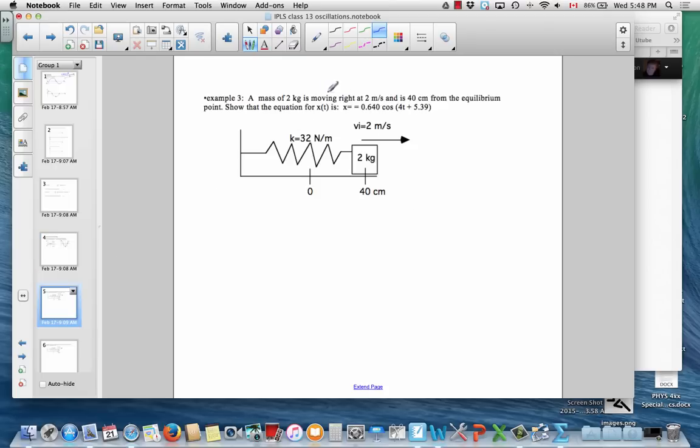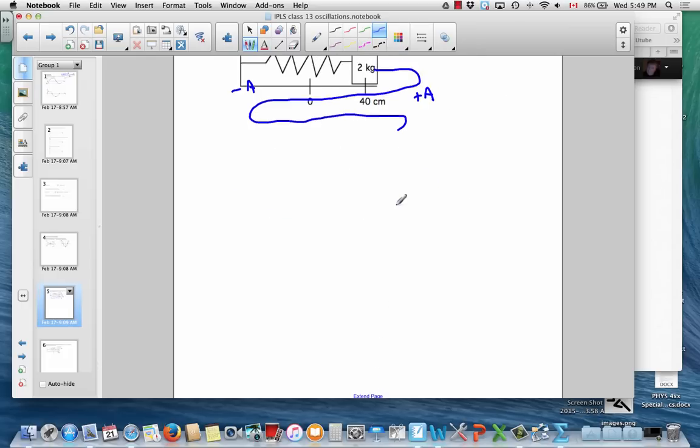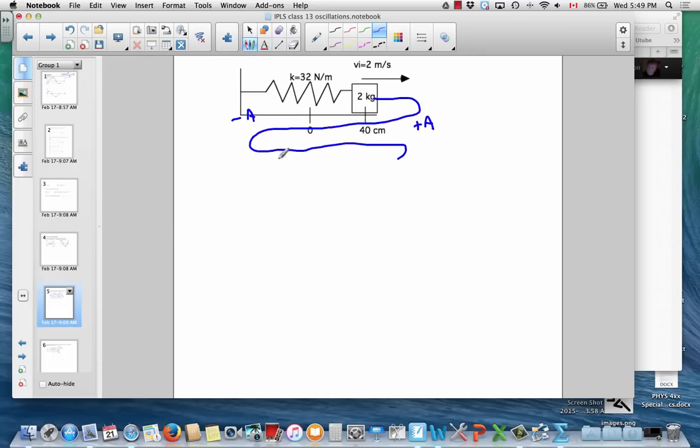Here's an example. Here we've got a mass moving to the right, and it's 40 centimeters from equilibrium. So we're not starting at maximum speed in equilibrium, and we're not starting out here at plus A, because the mass is going to be moving for a little while anyway to the right to reach that stopping point where it turns around and goes back and forth and back and forth. Out here, this is plus A. In here, this is minus A. So you see we're in an in-between state, and we want to describe this motion mathematically. We want to come up with an equation with position as a function of time. So first, let's find the amplitude.